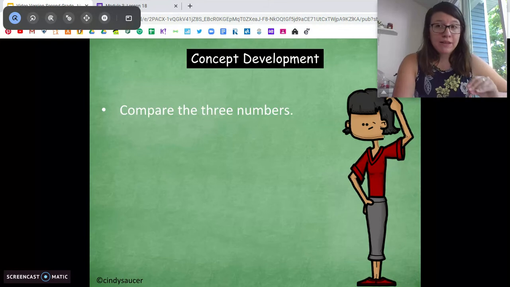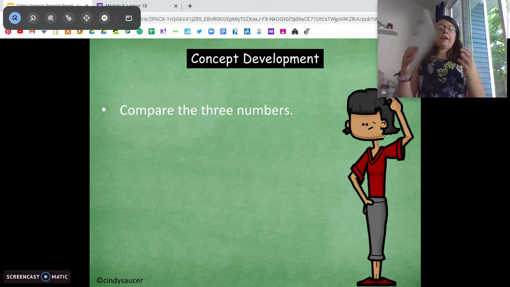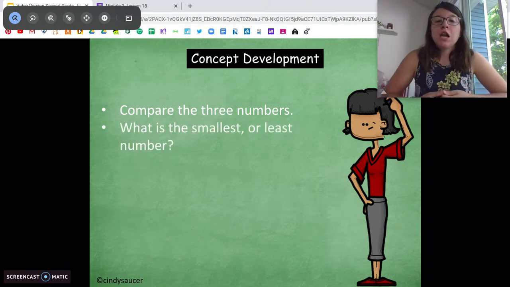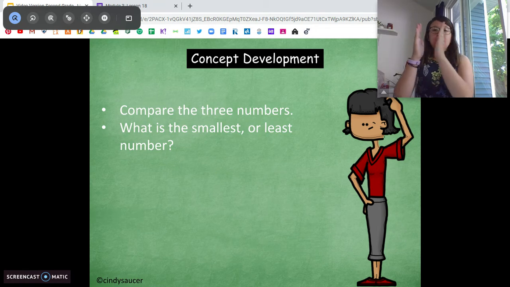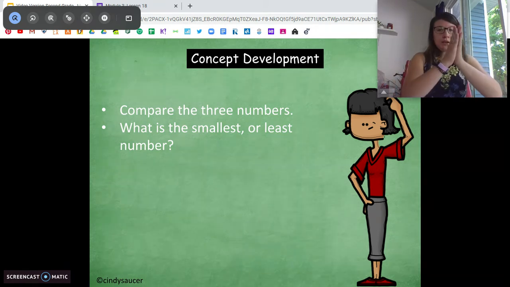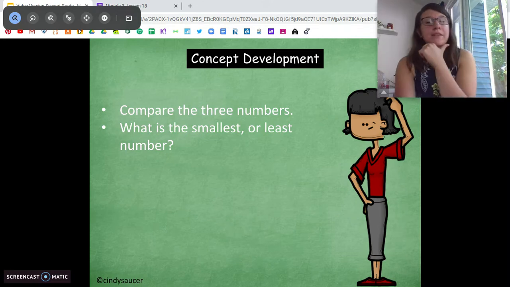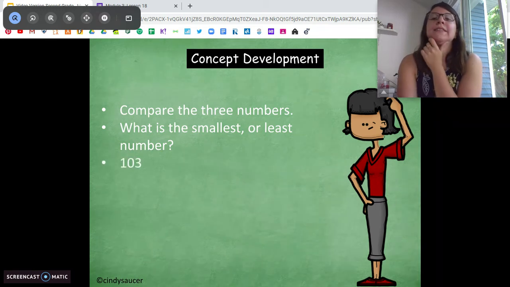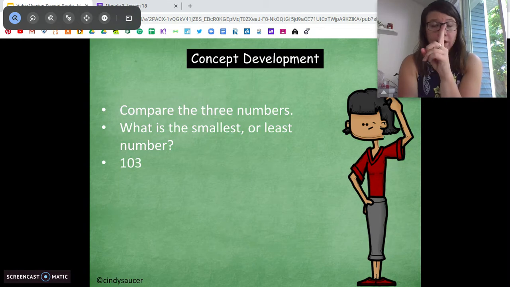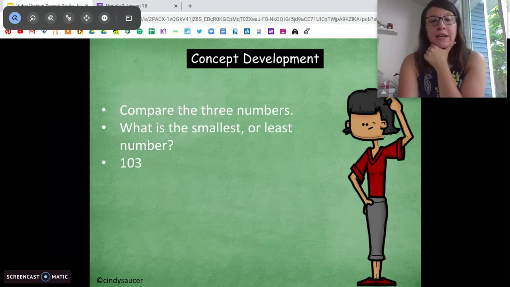We're going to compare these 3 numbers. Even though they were written in different ways, we can still compare them. Use your place value chart to help you. Which number is the smallest or the least? Remember, look at the hundreds place, tens place, ones place. Start with the hundreds place, though. Which one has the least amount of hundreds? And if there's 2, are they the same? Look at the tens place next. Very good. The smallest or the least is 103. There's 100 and there's 0 tens. So that makes it smaller than the 15 tens one.